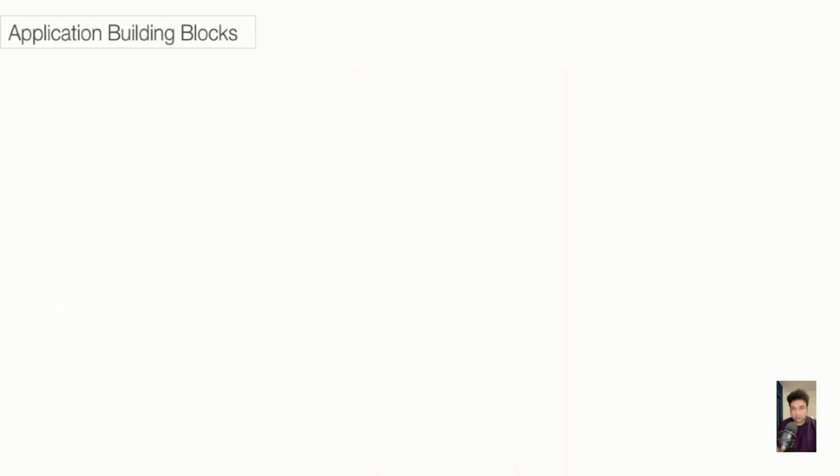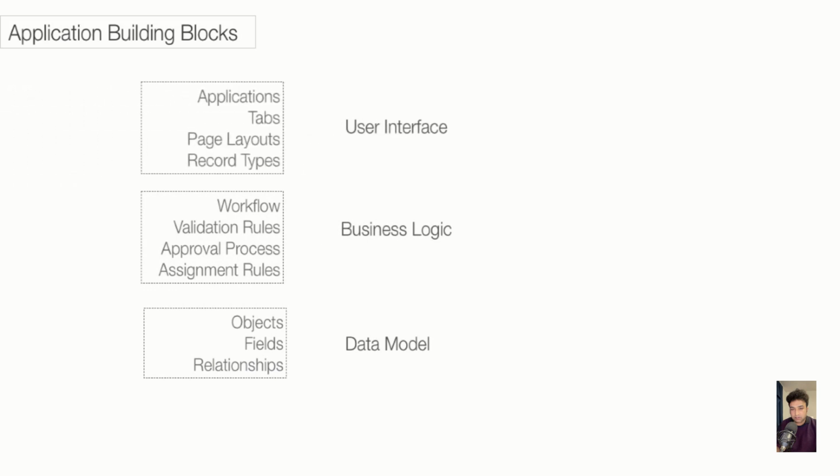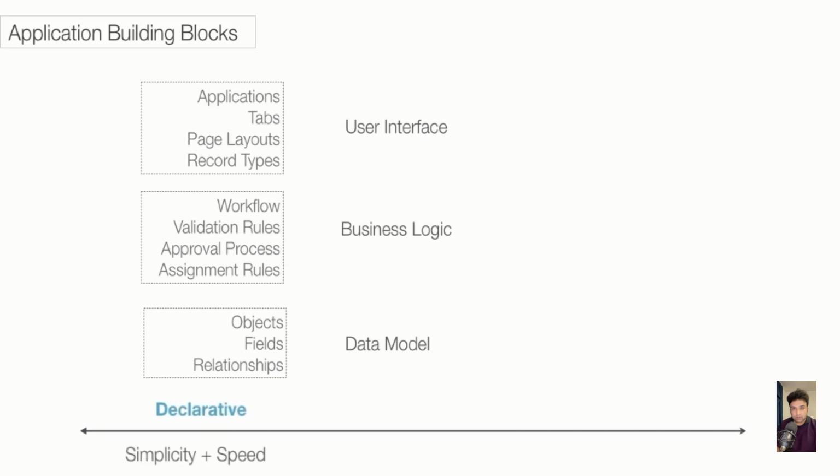Let me walk you through the application building blocks. There are 3 application building blocks: your data model, business logic, and user interface. Data model is made up of objects, fields, and relationships. Business logic consists of workflows, validation rules, approval processes, and assignment rules. The UI is made of applications, tabs, page layouts, and record types. You can build your data model, business logic, and the UI declaratively, meaning without having to write a single line of code, using the point-and-click wizards.